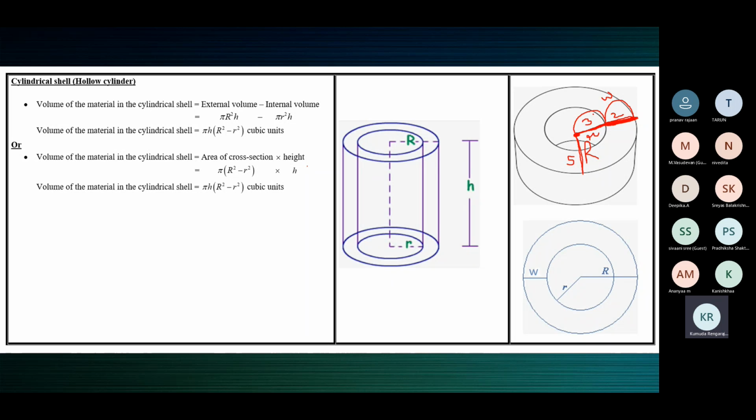Two or more circles that have the same center but different radii, one small, one big, are called concentric circles. So now these are two concentric circles. This is the inner radius referred to by the letter small r, and the thickness is usually denoted by the letter W, and the capital R is the outer radius.